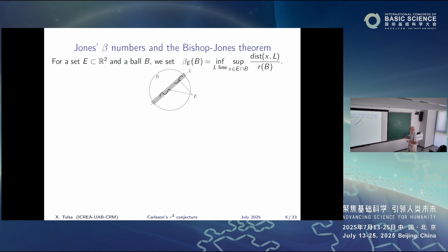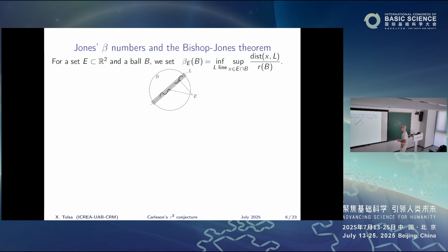So we have a set E in the plane, and then we take the infimum over all lines L of this supremum. This is the supremum over x belonging to E intersected with B. We take the distance from the points x in E to the line L, and we divide by the radius of B. But essentially, after a moment of reading, you can check that this quantity is equal to the width, or maybe 1/2 of the width, of the thinnest strip that contains E inside this ball.